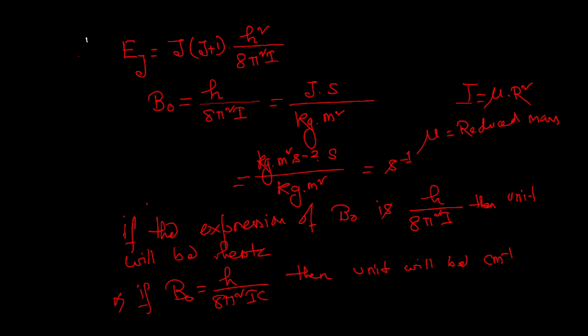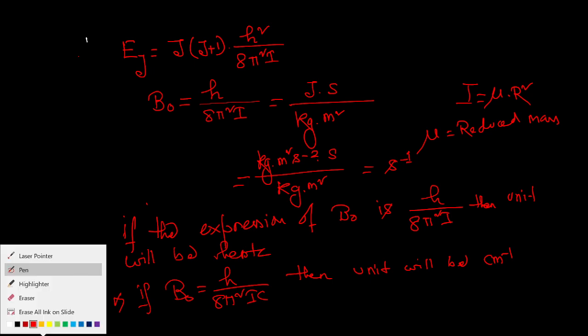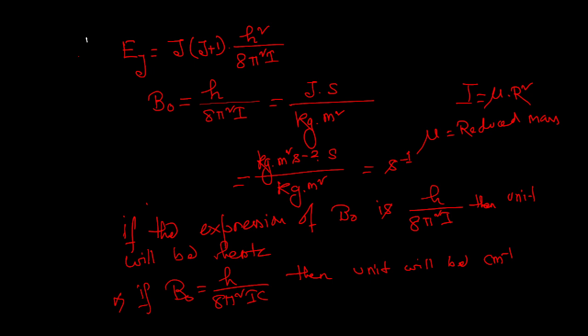Okay, so for that, this centimeter inverse unit is more practical rather than using the unit Hertz. Anyway, it can be converted by simply multiplying the Hertz unit with 1 by c, that is the speed of light. Okay, so first option is therefore correct.